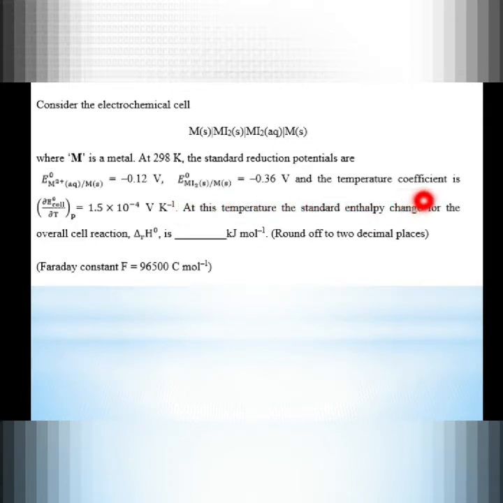Now the temperature coefficient of this reaction, that is dE0 cell by dT at constant pressure, is given. We have to calculate, at this temperature, the value of the standard enthalpy change of the overall cell reaction. For calculating this, at first we have to know what the value of ∂E0 cell by ∂T at constant P represents.